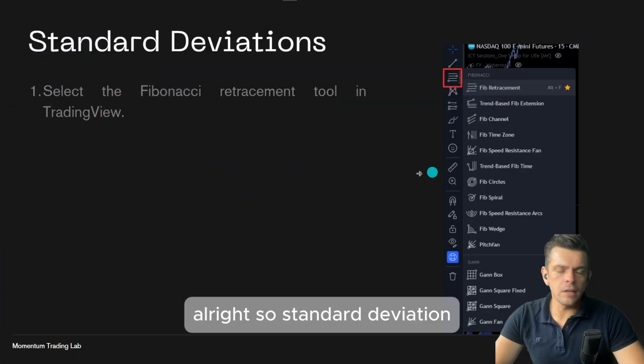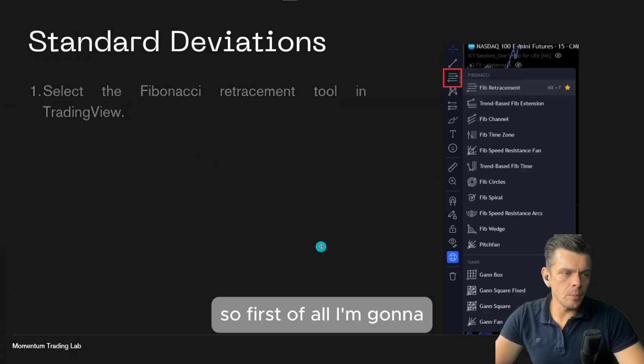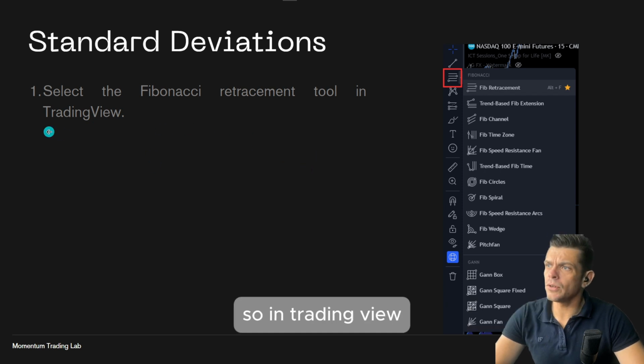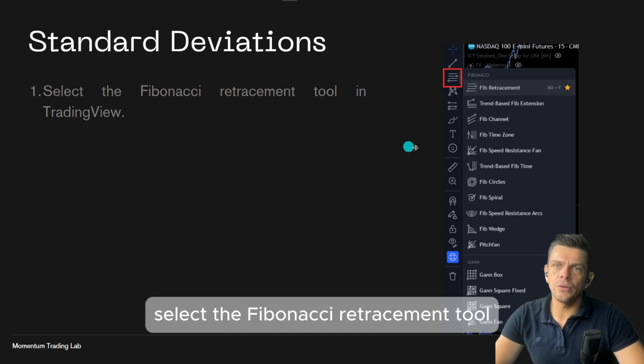All right, so standard deviation. So first of all, I'm going to show you how to set up the standard deviation tool. So in TradingView, select the Fibonacci retracement tool.